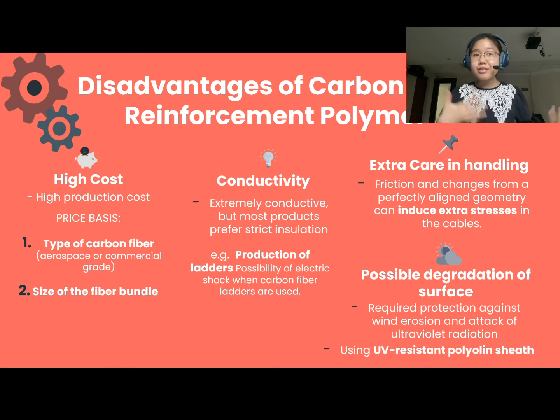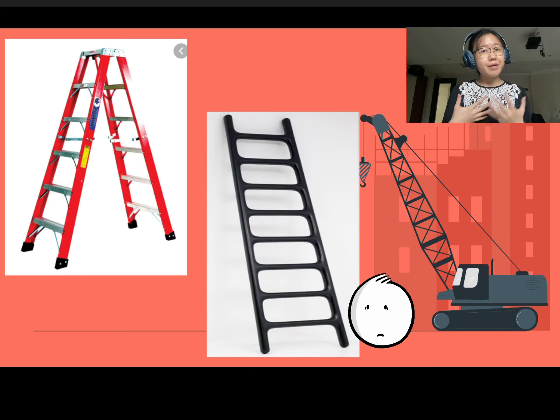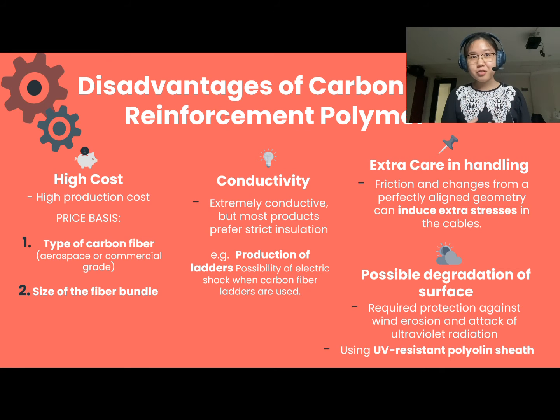Second, its high electric conductivity despite its low thermal conductivity. That's why people usually prefer the steel ladders with better insulation compared to carbon fiber ladders that could lead to electric shock. Since it is not resistant to UV rays and wind erosion, that's why it needs a UV-resistant polyethylene sheath to cover the carbon fibers.